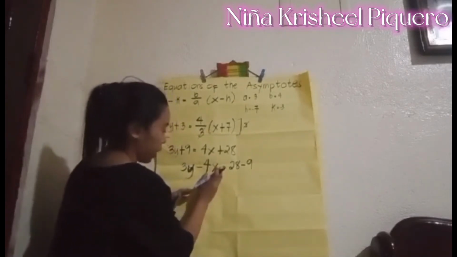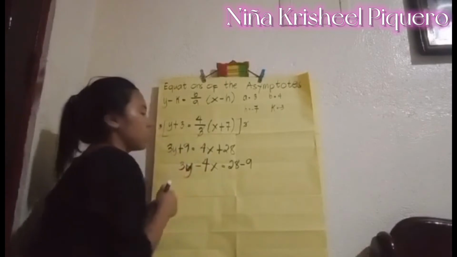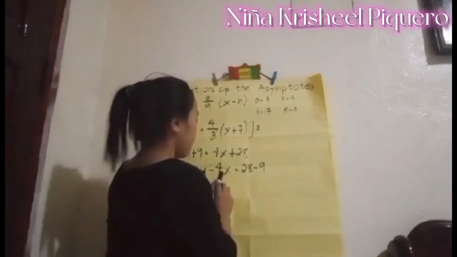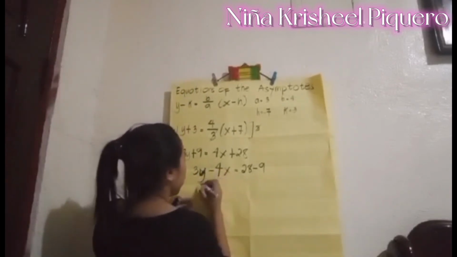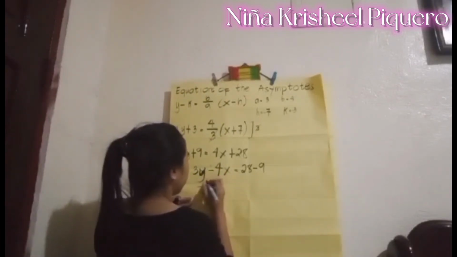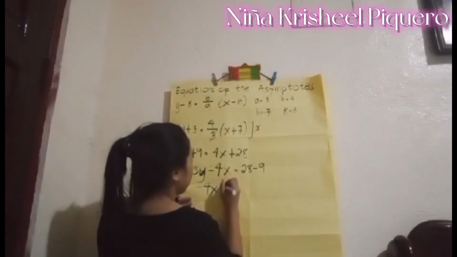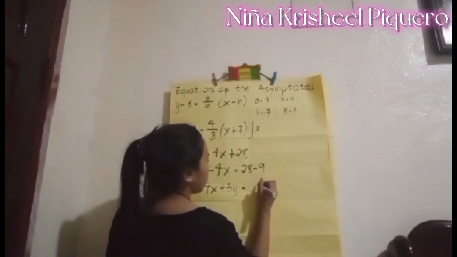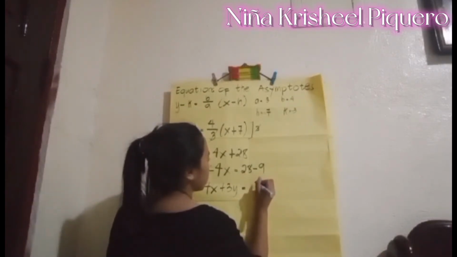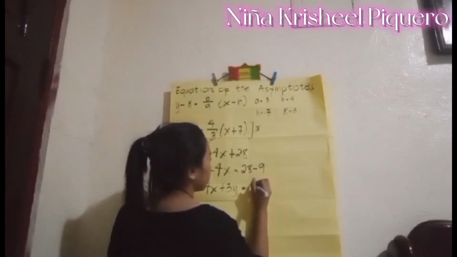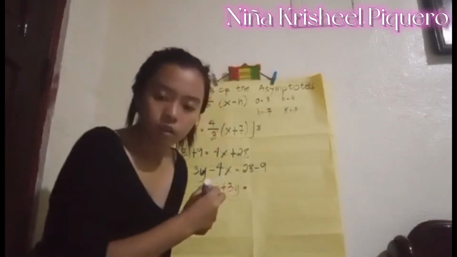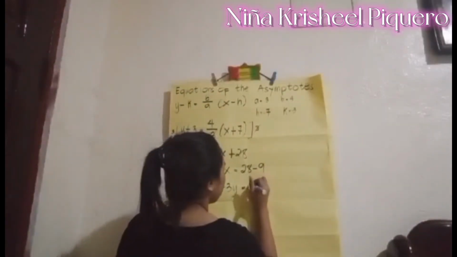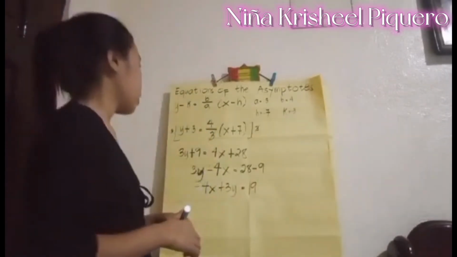Dapat man natong si x, so kailangan mauna man si x. So negative 4x plus 3y equals 19.